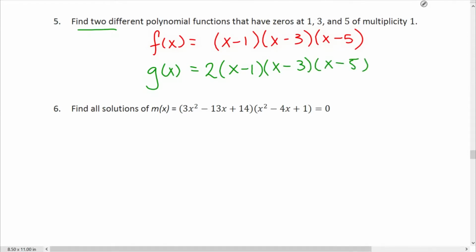The point of this video is that, first of all, you have the same number of solutions as the degree of the polynomial. And the second piece is that you can have a zero more than one time, and it's called multiplicities. That has some really important implications in graphing that we're going to do next.